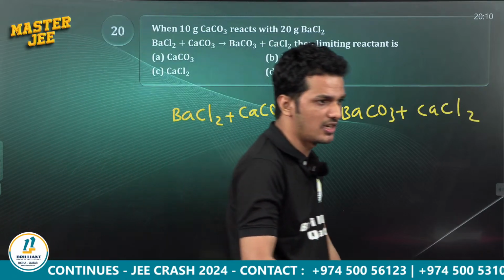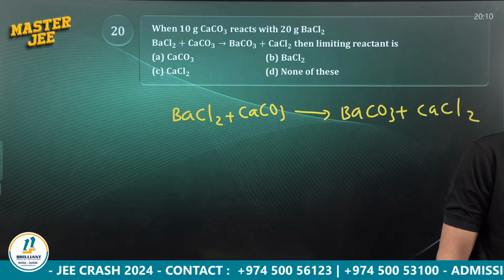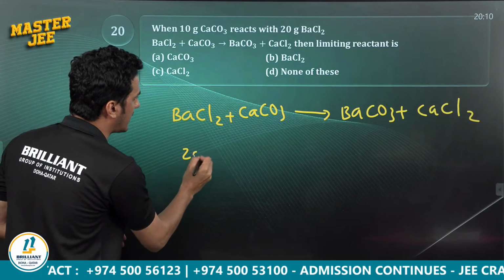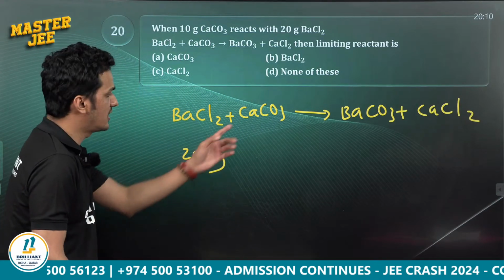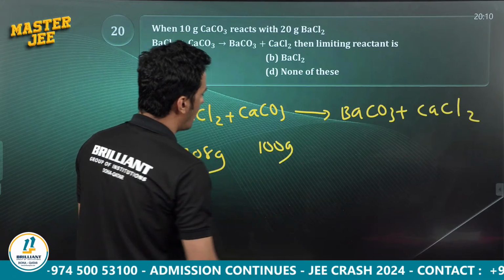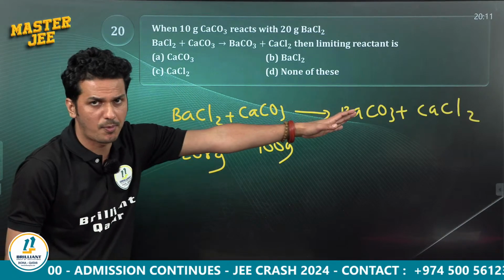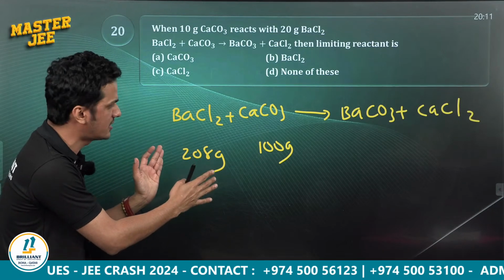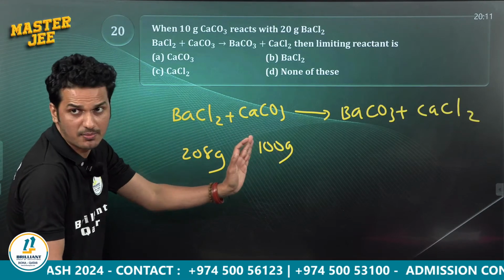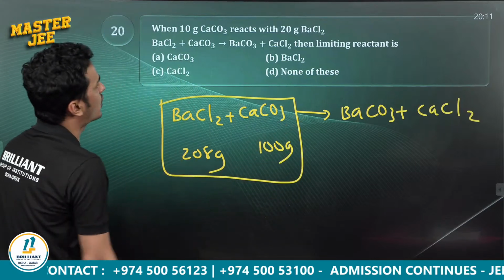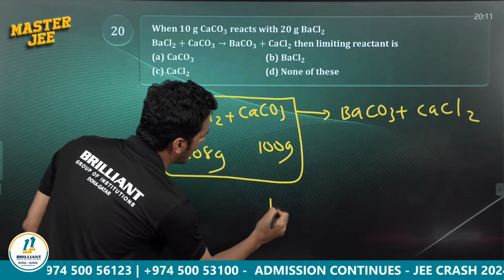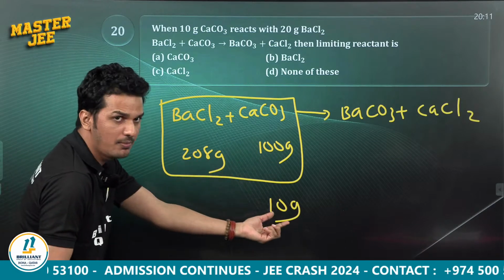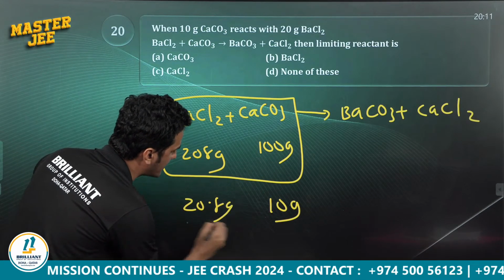So in the case of BaCl2, its molar mass is 208 gram. CaCO3 it is 100 gram. So no need to look about the products. We have to look only at the reactants. 208 gram BaCl2 means we require 100 gram calcium carbonate. But in the question, they are giving 10 gram calcium carbonate only. If 100 means 208 is required, if 10 means 20.8 gram is required.